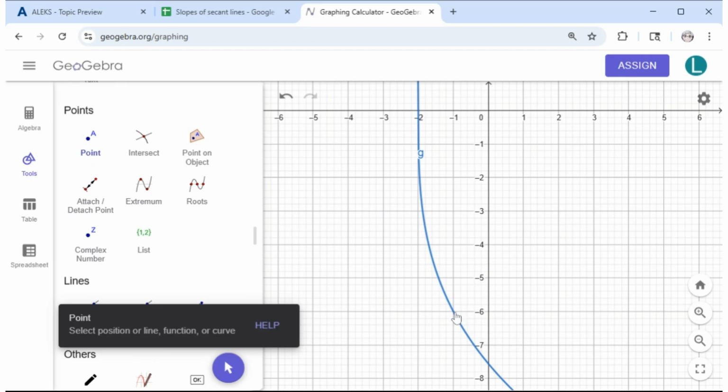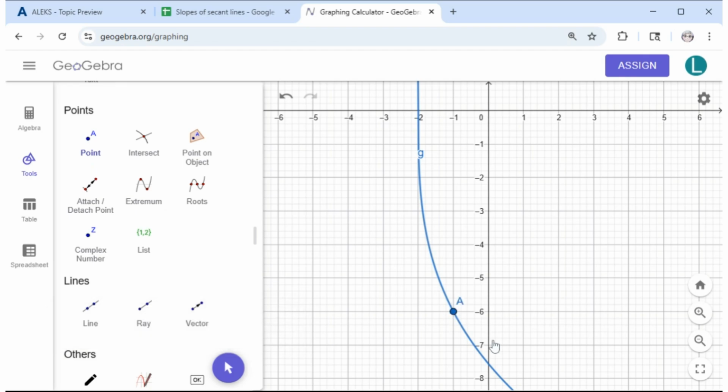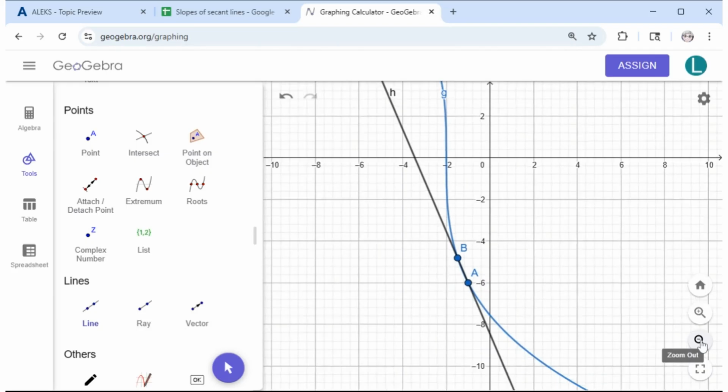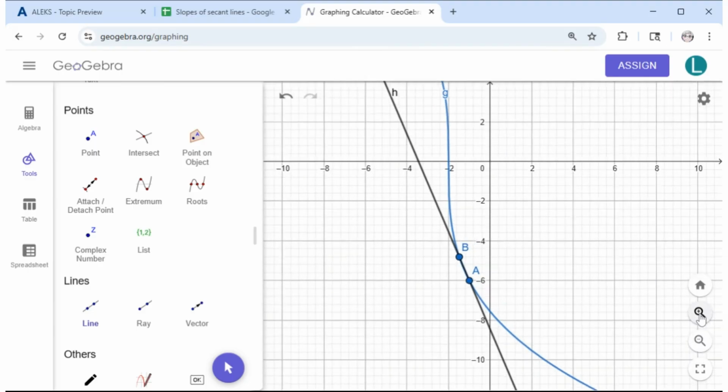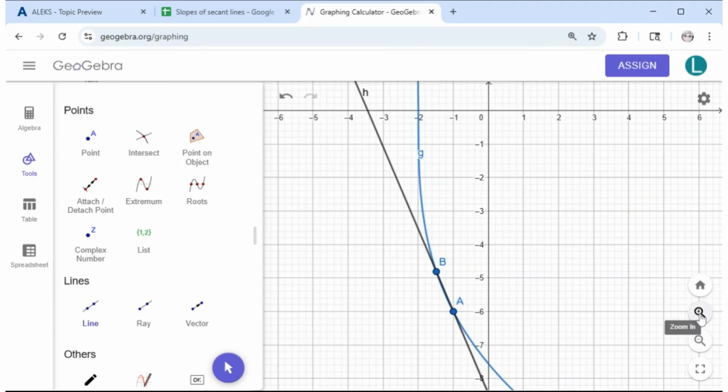There we go. So there's my point at -1, -6, and then I'm going to put another point somewhere out here. So it's close, but not very close. And if we were to make a line between those 2 points, we would have an approximation of a tangent line at A. It's not great, it's definitely not perfectly correct, but it's kind of close. You can see the slope's going to be negative there, and fairly steep.